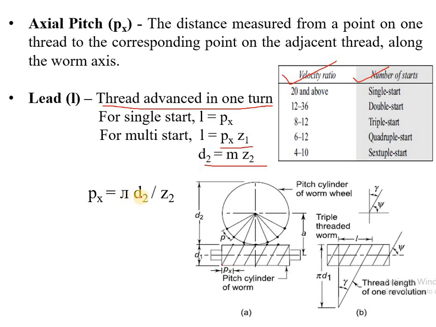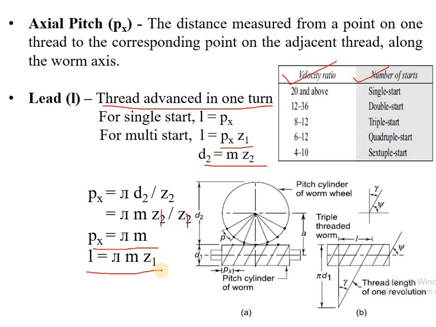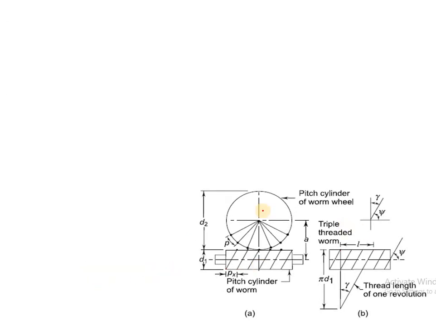So here for worm wheel, pi d2 upon z2. Now we can substitute this d2 and cancel out z2. So what remains? Pi m. So axial pitch can be given by pi m. Also, L can be written as pi m, substituting this px value, pi m into z1. Okay. Now next, again same diagram we are referring.